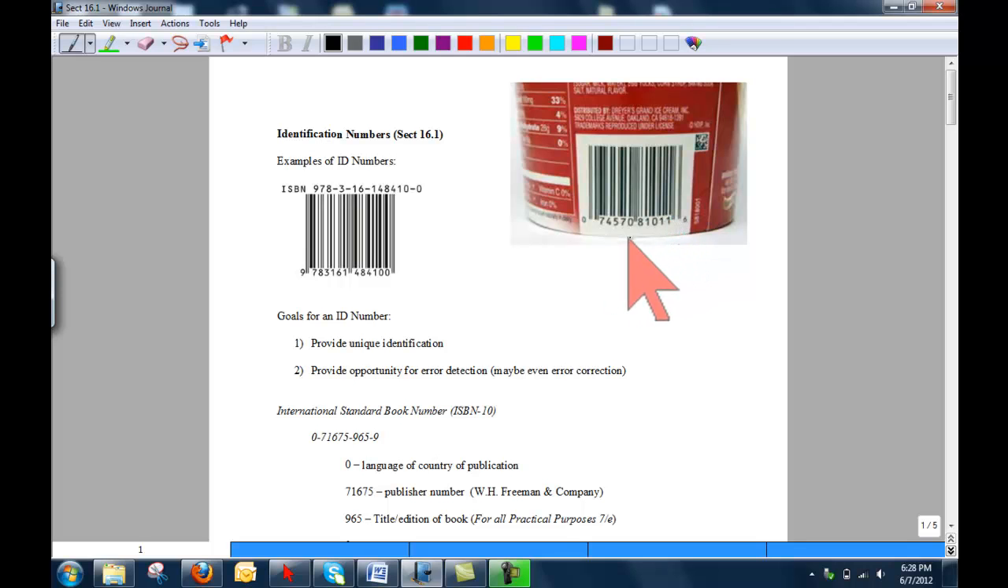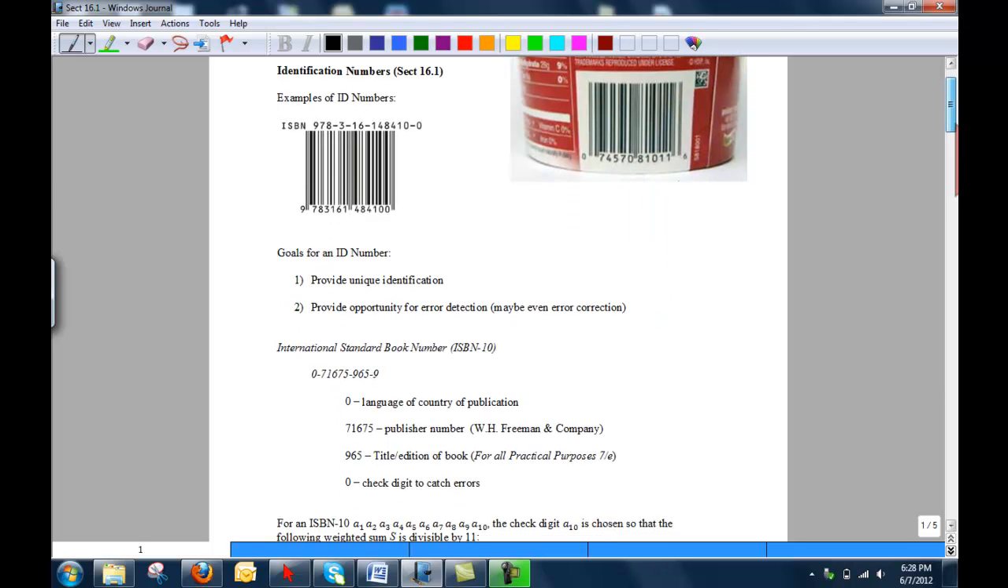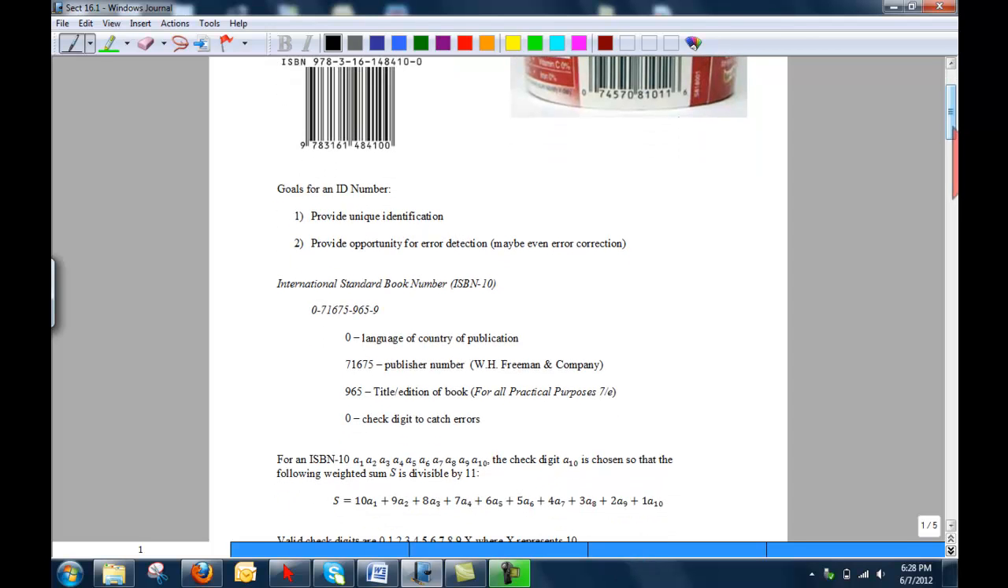And so codes like this, Universal Product Code in this case, have built-in error detection schemes. So identification numbers are supposed to do two things. One is uniquely identify the product so that no two items in the grocery store have the same UPC number. And second of all, provide the opportunity to detect errors. So if the scanner detected an error, it might just beep and ask you to rescan the item. Let's look at the mathematics behind this error detection scheme. We'll get back to UPC after a while, but let's look at ISBN right now.